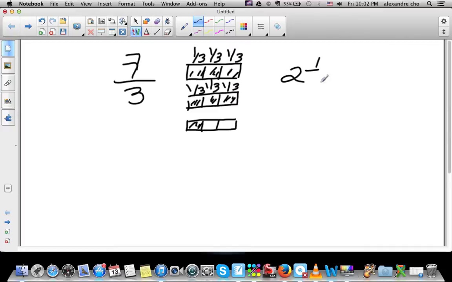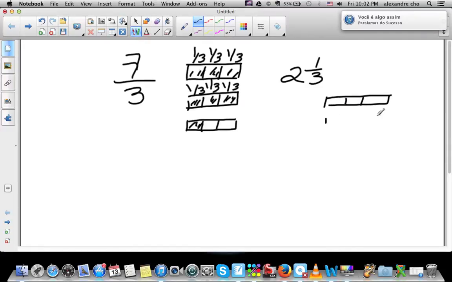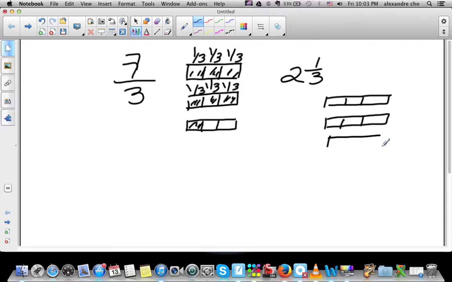2 and 1/3. So again, something I cut into 3 pieces. 1, 2, 3. So here we have 2 full chocolate bars. One complete chocolate bar was cut into 3. I ate all 3 pieces. Another chocolate bar cut into 3. I ate all 3 pieces, meaning I ate 2 chocolate bars. And the last chocolate bar here was cut into 3 pieces, and I took 1.